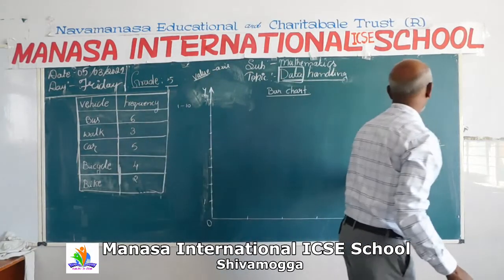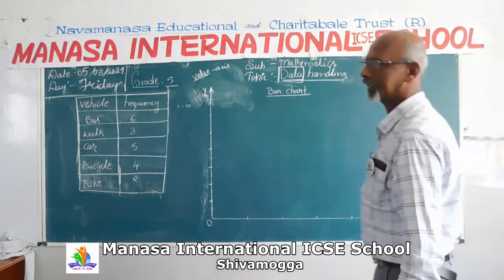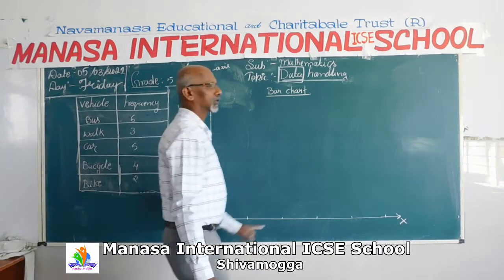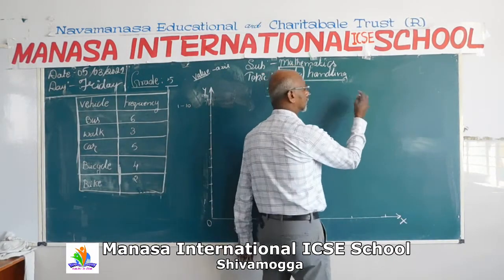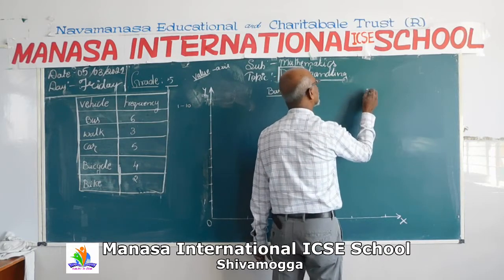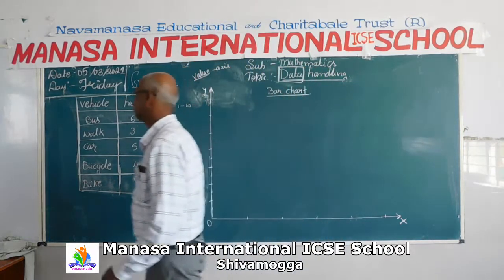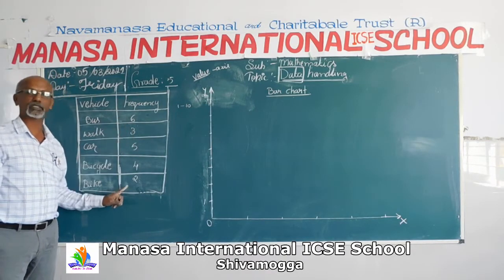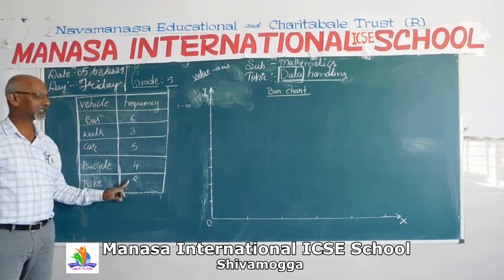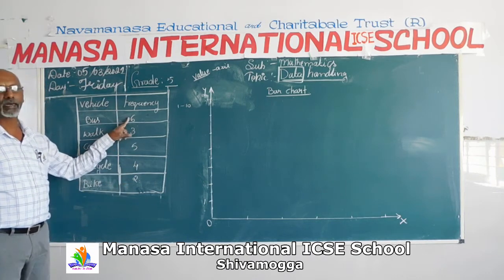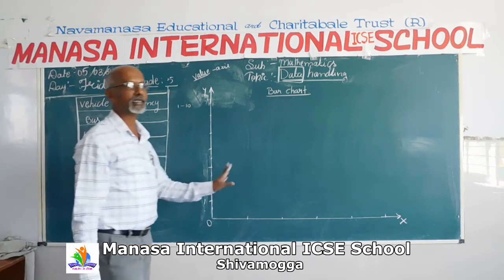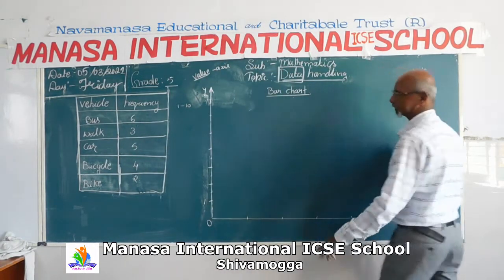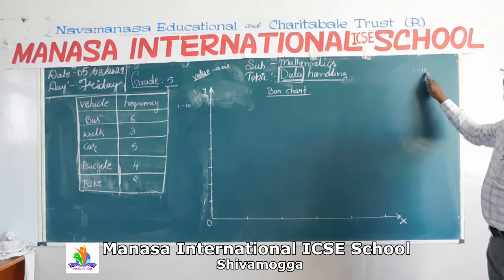Next, what we should know is how to select the scale. This is very important. How do we choose the scale? Which scale suits this table? Look at these values. The least value is 2 and the maximum value is 6. The values lie between 1 and 10.